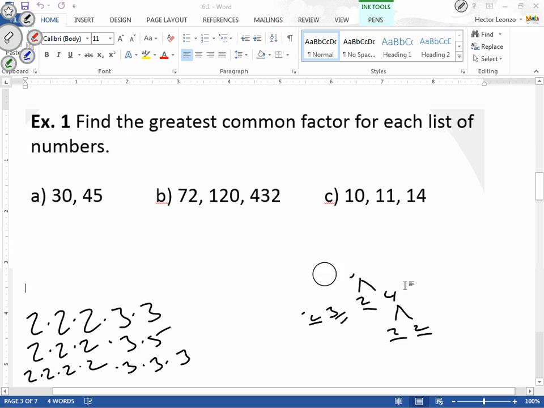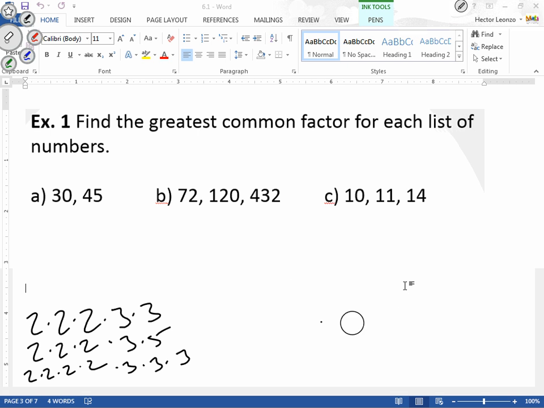Now, let me see what they have in common. So, to begin with, they all have a 2. Then they have another 2. And they all have a third 2. And they all have a 3. And that's pretty much it. Those are the only common prime factors that they have.